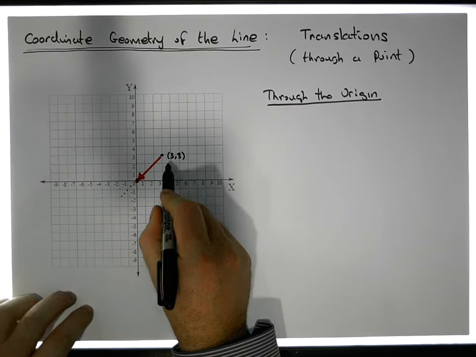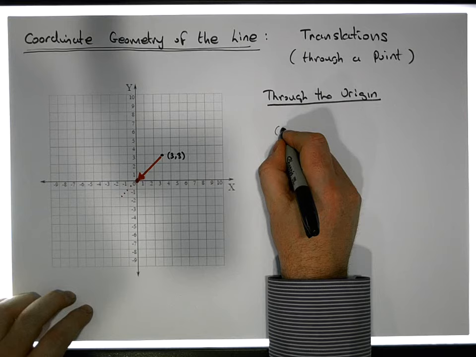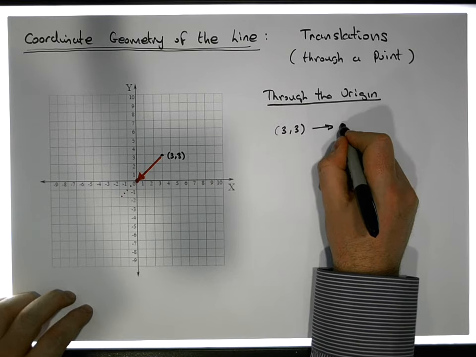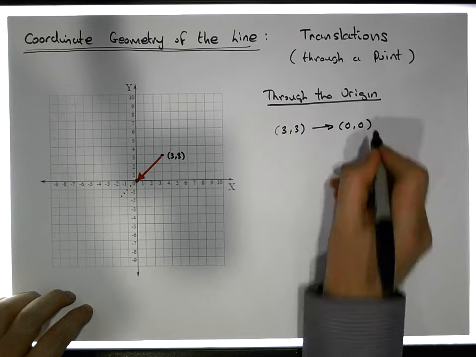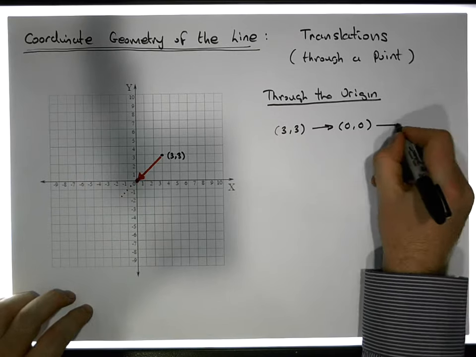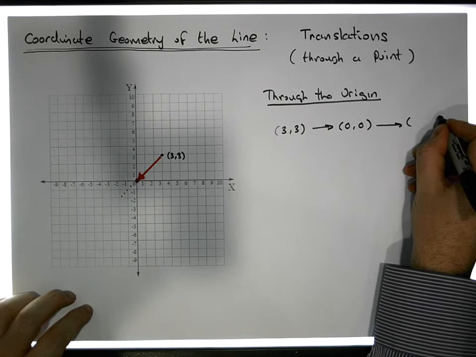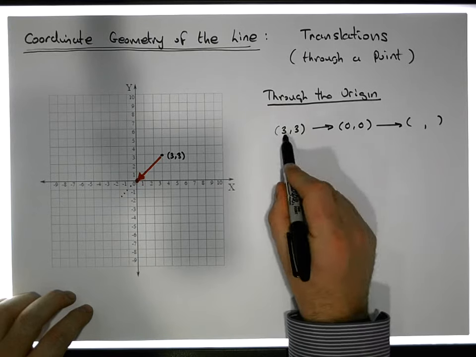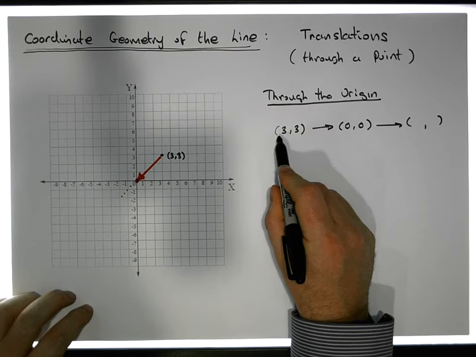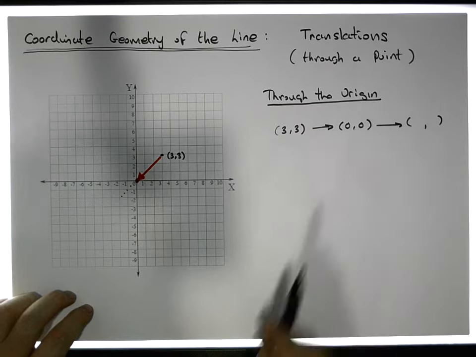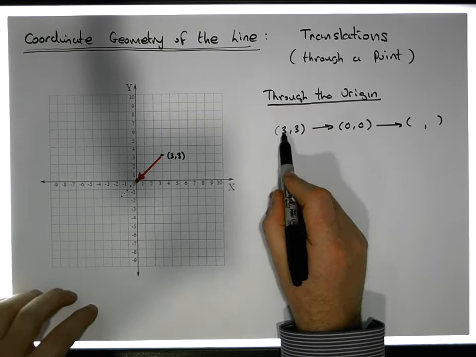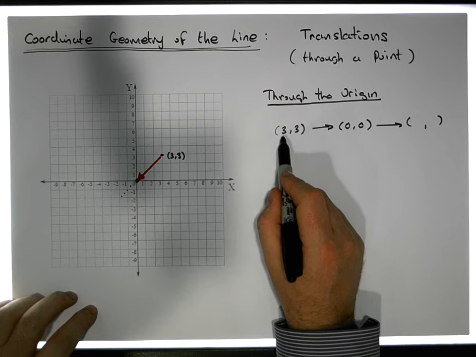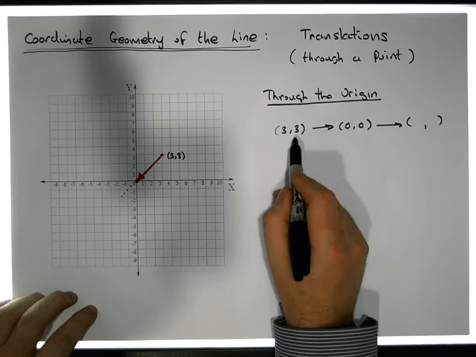So let's think about it. Let's consider the point (3, 3). I want to translate it through the origin, the point (0, 0), and I want to translate that through to another point, where this other point is based off the actual application of this change, the change from (3, 3) to (0, 0). So to get from (3, 3) to (0, 0), what do I need to do with each one of the ordinates that are part of this coordinate?